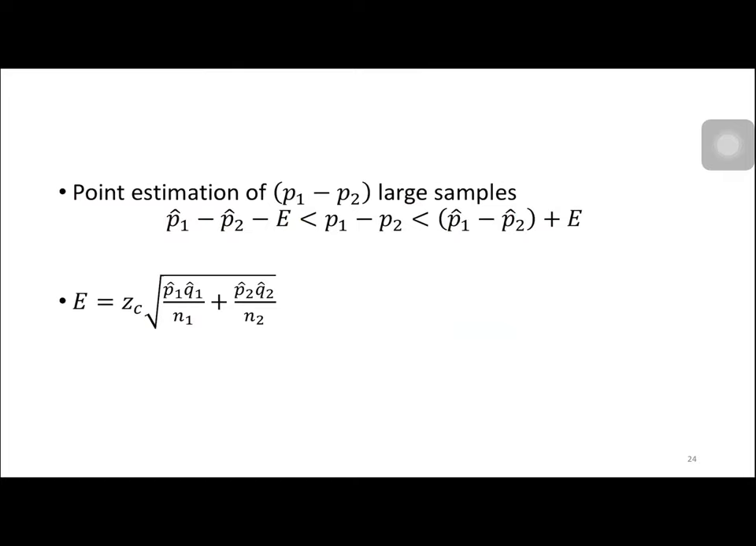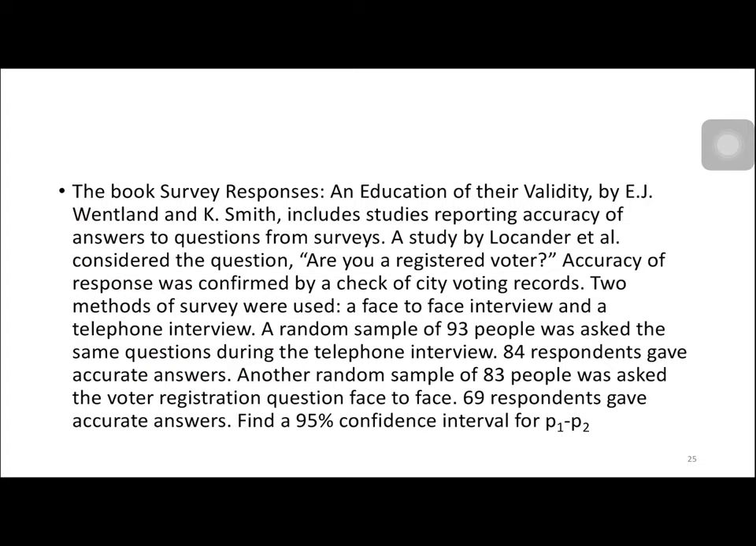Okay? So, for our example, the book Survey Responses: An Evaluation of Their Validity by E. J. Wentland and K. Smith includes studies reporting accuracy of answers to questions from surveys. A study by Locander et al. considered a question, "Are you a registered voter?" Accuracy of response was confirmed by a check of city voting records. Two methods of survey were used, a face-to-face interview and a telephone interview. A random sample of 93 people was asked the same questions during the telephone interview. 84 respondents gave accurate answers. Another random sample of 83 people was asked the voter registration question face-to-face. 69 respondents gave accurate answers. Find a 95% confidence interval for p1 minus p2.